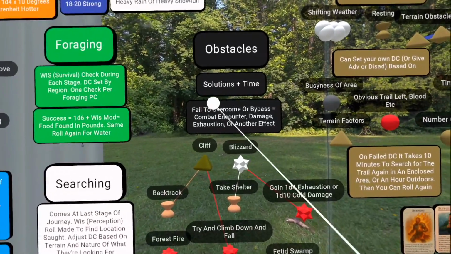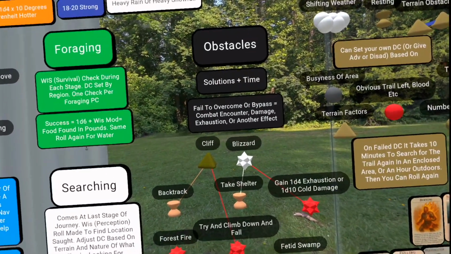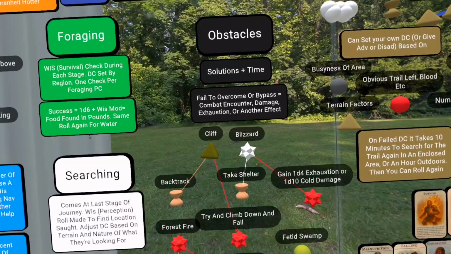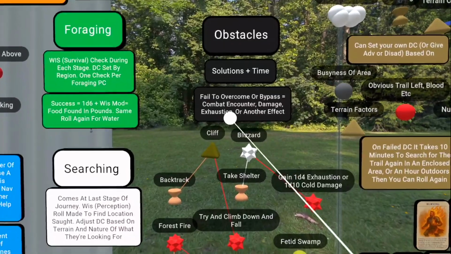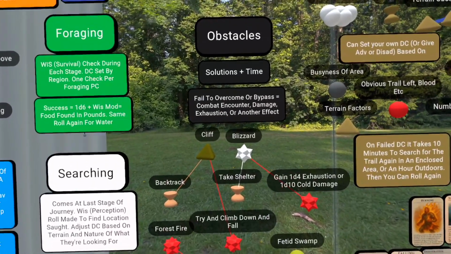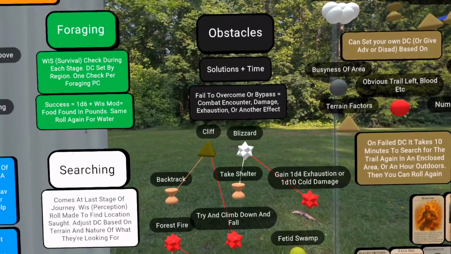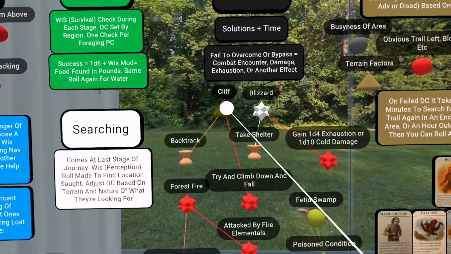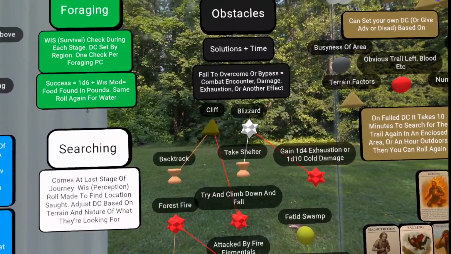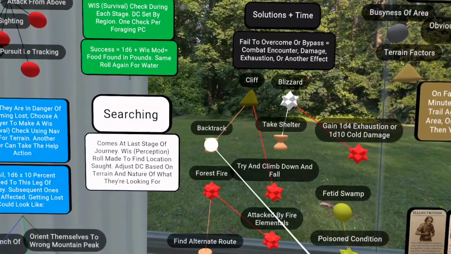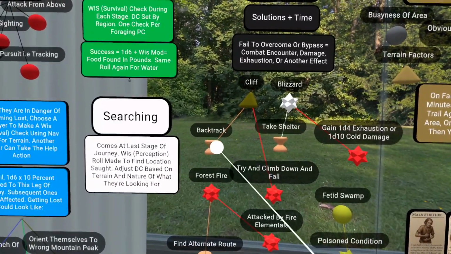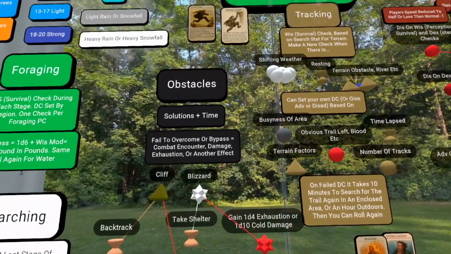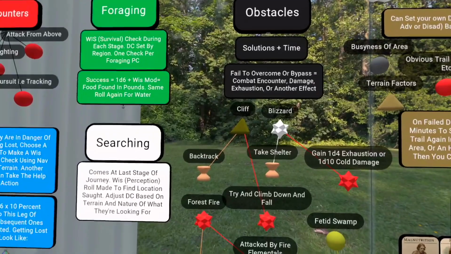Obstacles. Basically these are just things that they fail to overcome or bypass. Combat encounters, this is what they could cause. It causes a combat encounter, damage, exhaustion, or another effect. These are some examples of different things that could be obstacles. They come across a cliff. So what do they do? They could backtrack, and I've represented that with a little hourglass there because it's time-based, and also because it will add time to their journey.